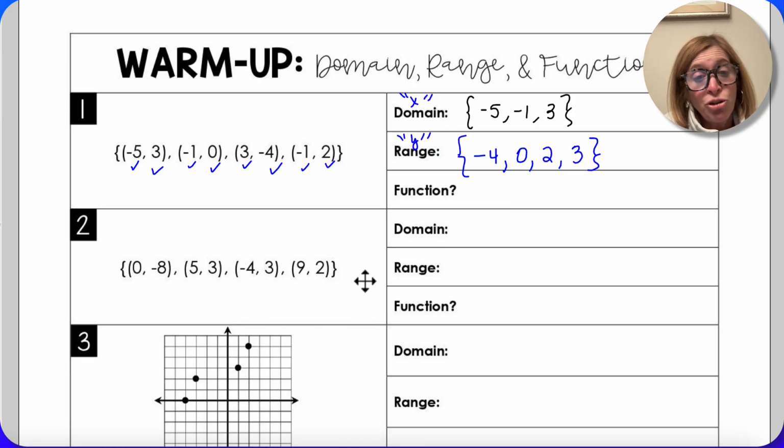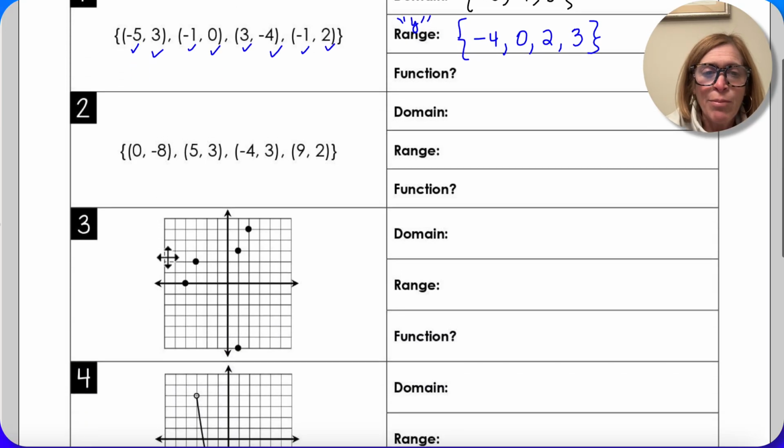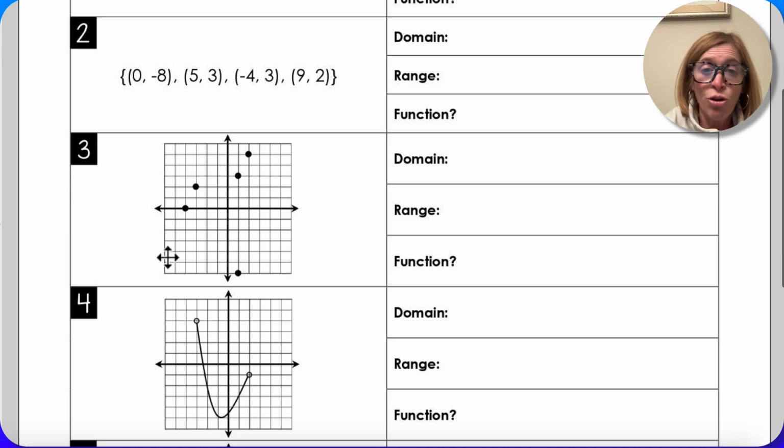So now I want you to try it for number 2. So you should be able to think back to our notes. All right, looking at number 3, this is a graph. Now this is a discrete graph, so this one is a little bit easier. So in class, what I said to do was write each point as an ordered pair, just like in 1 and 2. So let's write these down as ordered pairs.